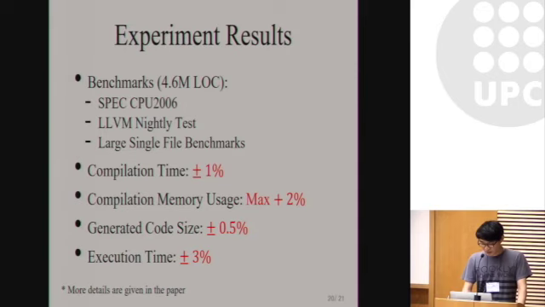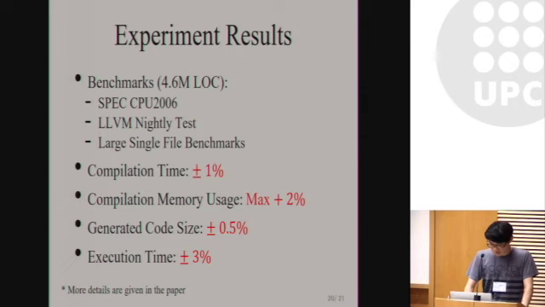To see the impact of freeze on performance, we tested our implementation using the standard benchmarks, namely SpecCPU 2006, LLVM nightly tests, and large single-file benchmarks, which are 4.6 million lines of code in total. The large single-file benchmarks are mainly used to test compilation time and memory usage. As you see in the slide, changes in compilation time and compilation memory consumption, generated code size and execution time are small, and we believe they are all within the noise.